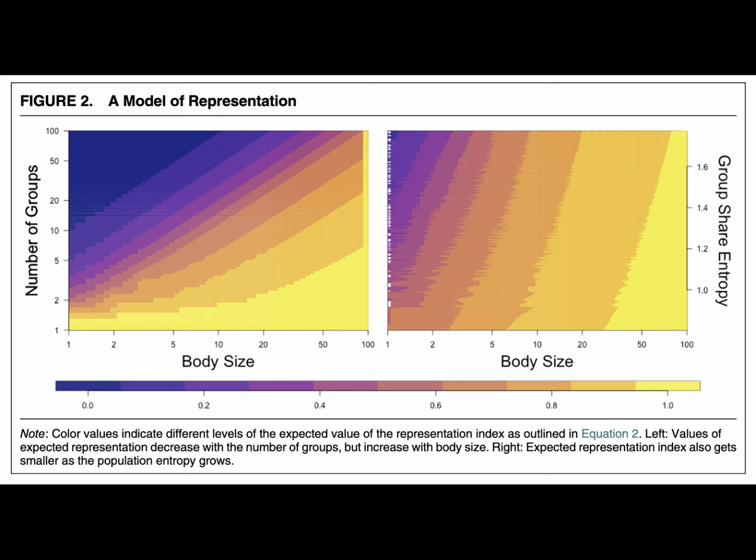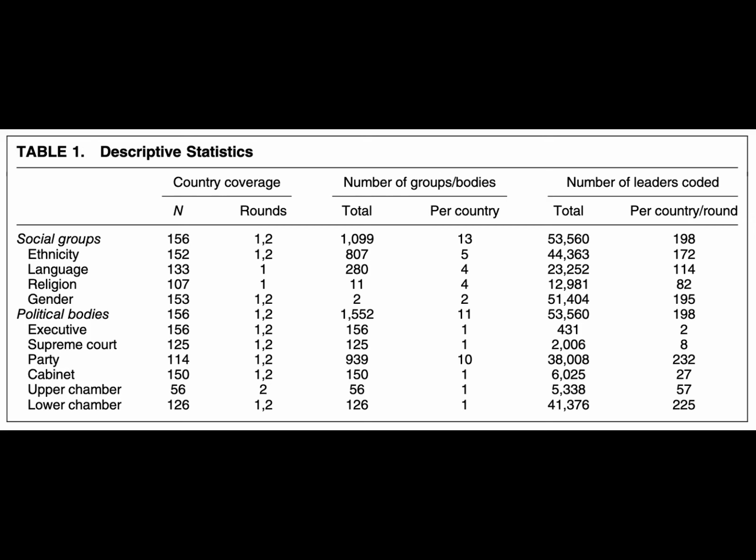R_B equals 1 minus 1/2 times the sum from k equals 1 to K of the absolute value of G_Pk minus G_Bk, where R_B is the degree of representation present in a particular political body, G_Pk is group k's share of the population, G_Bk is group k's share of a political body, and K is the total number of groups in the population. The functional form of equation 1 is chosen so that the representation index is bounded between 0, no representation, and 1, perfect alignment between the characteristics of a political body and a population.